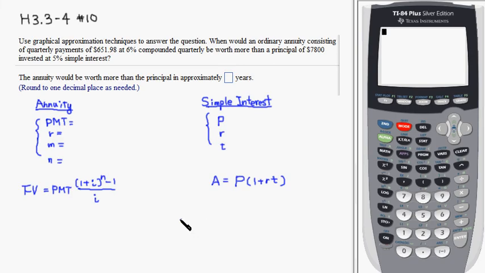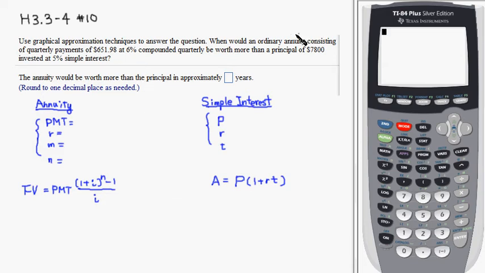Okay, let's go over homework 3.3, 3.4, number 10. All right, so we are looking at two options. One is an annuity, and the other one is simple interest. So let's get information from the problem.